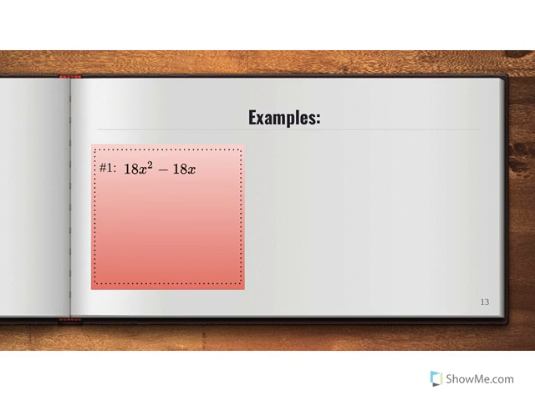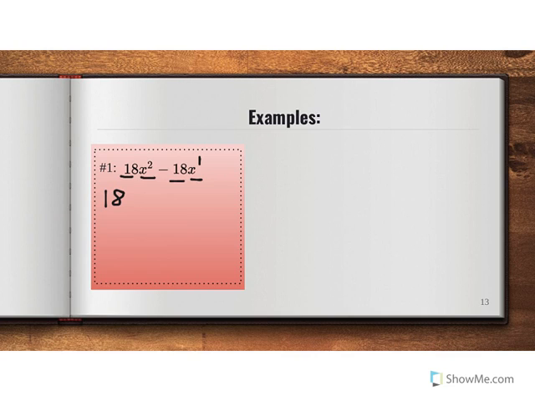For our first example, we're going to do 18x squared minus 18x. I like looking at just the numbers first and seeing what they have in common. Well, we know that they both have 18 in common, so we're going to write 18 as part of our GCF. Now I'm going to go to my variables. They both have x's in them. When you're taking out variables though, you always want to take the lowest exponent.